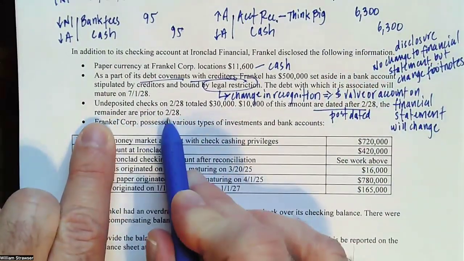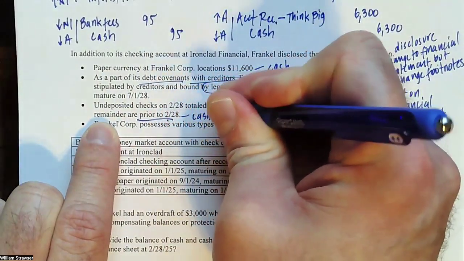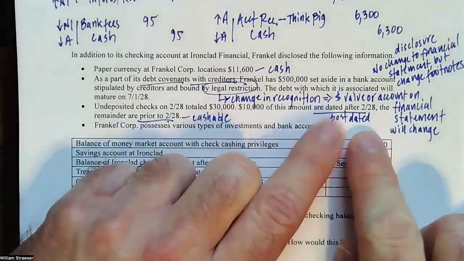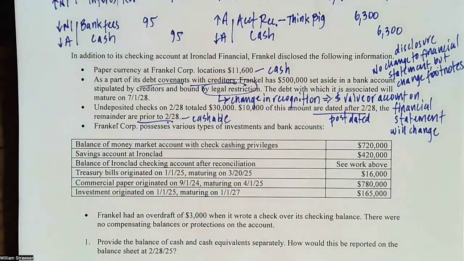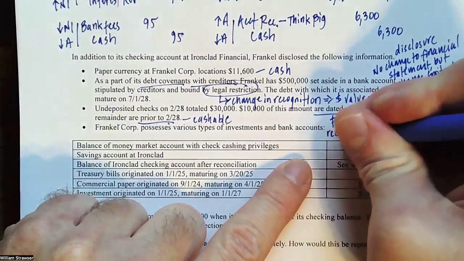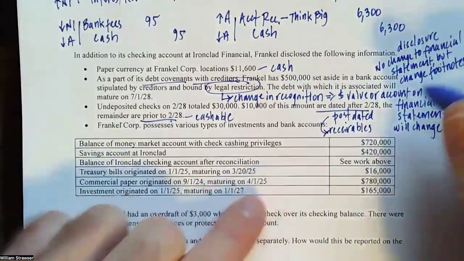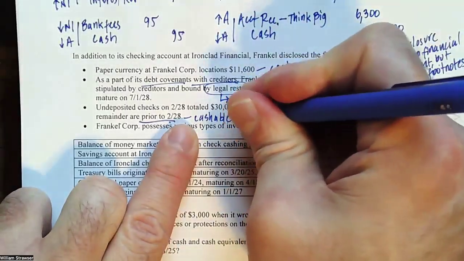The remainder are prior to 2/28. Those are definitely cashable, right? Because if the post date was March 10th and we're reporting on February 28th, we can't take that March check to the bank. They will not honor it until the calendar date arrives at the date of the check. So the post-dated checks are receivables, and the cashable checks are simply cash.